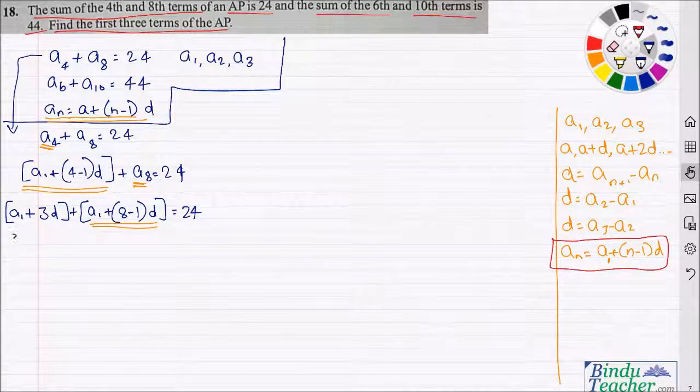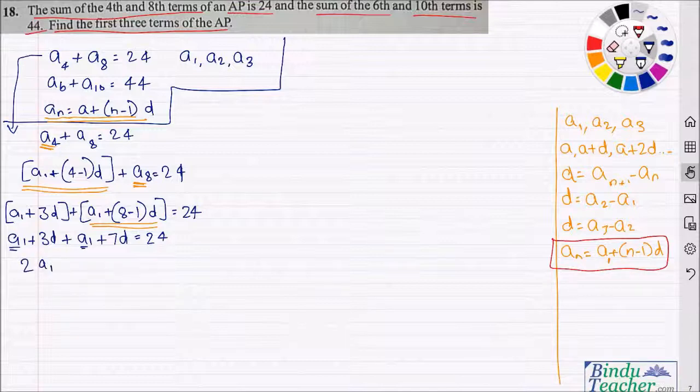Now let's solve this. a1 plus 3d plus a1 plus 8 minus 1 is 7, 7d equals 24. Here we have a1 plus a1, which becomes 2a1, plus 3d and plus 7d, which equals 10d, equals 24.